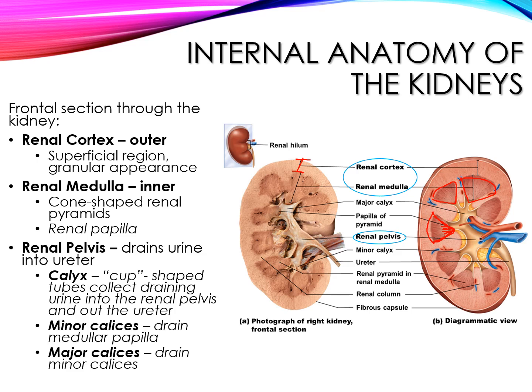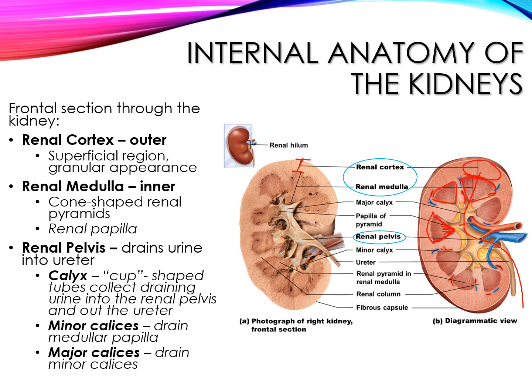So each of these renal pyramids are going to drain the urine. The urine is all going to be produced up in the cortex, and we'll talk about that. And then it's going to drain out of the kidney, okay? So it has to go through a couple structures before it gets out. It has to go through those renal papilla, okay?